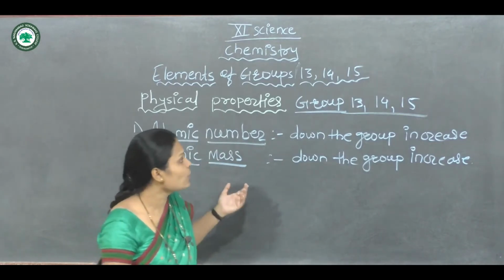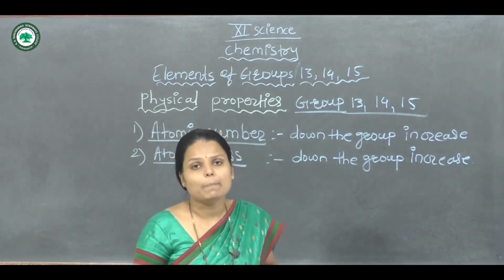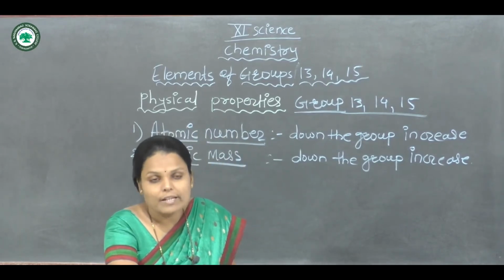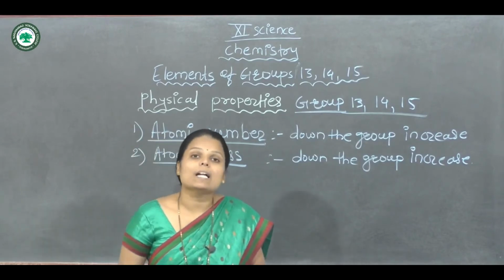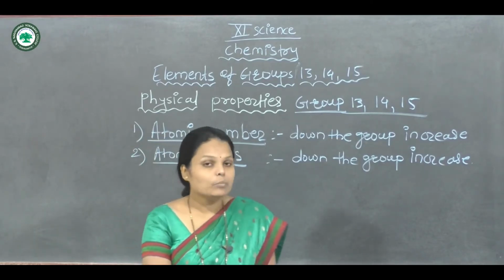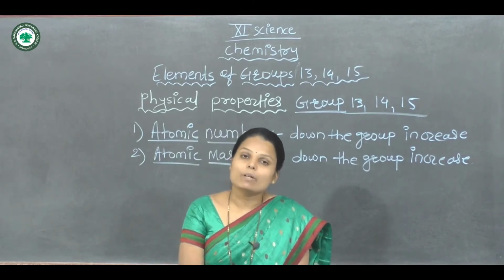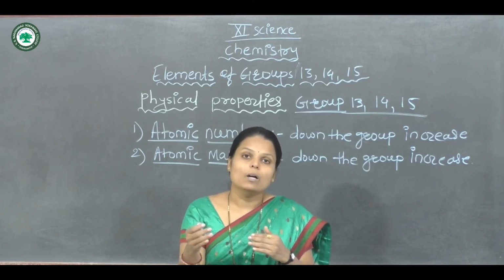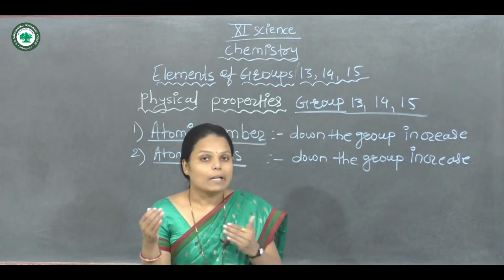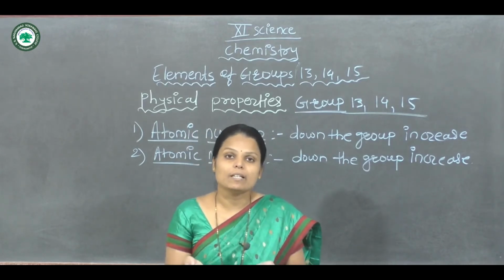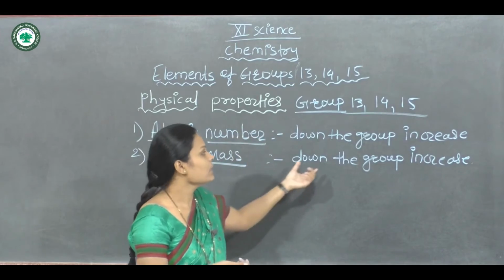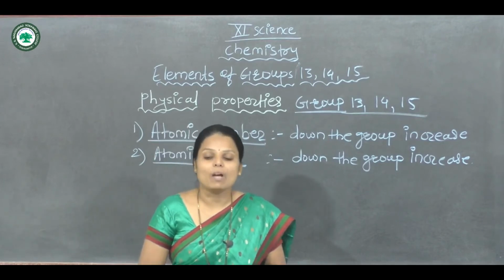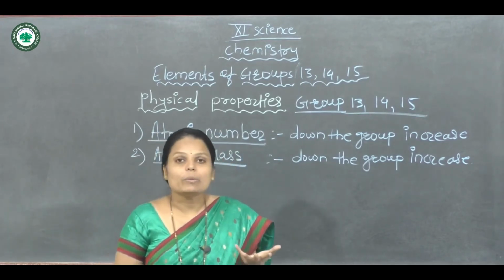Now group 14, the carbon family. Carbon's atomic mass is 14. The next element, silicon, is 28. Germanium is 72, and tin is 118. This means the atomic mass increases from carbon to lead as we move down the group, because the atomic number increases. That is group 14. Now group 15, the nitrogen family, in which nitrogen's atomic mass is 15.